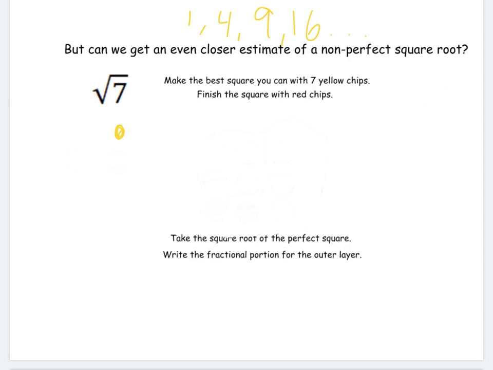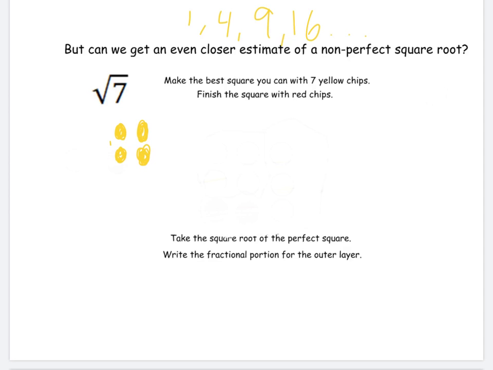So the best square that I'm going to be able to make using 7 chips: if I use 1 chip, that's a 1 by 1. If I use 2 chips, that's not a square anymore, because that gives me 1 going up and down, but 2 going across. So to make it a square, I would have to put in 2 more chips. So I could make it 2 by 2. So that's 4 yellow chips.